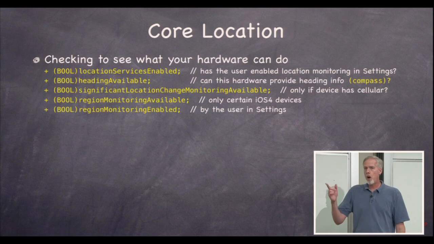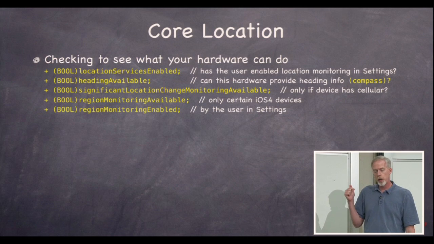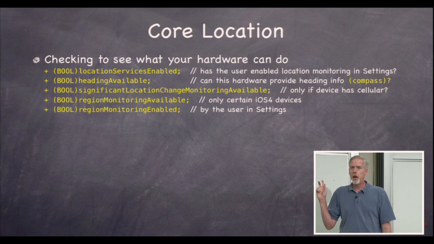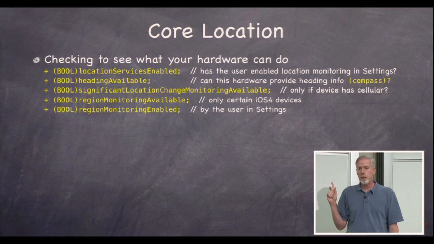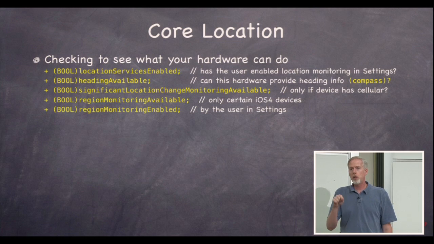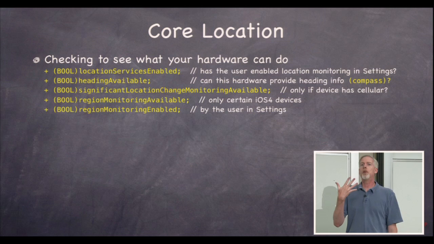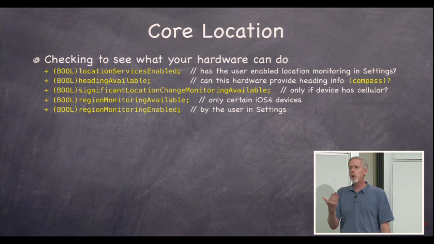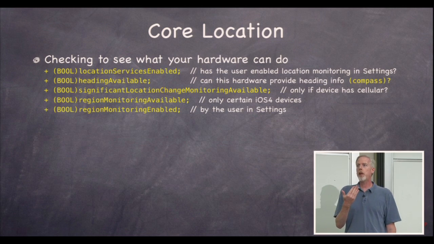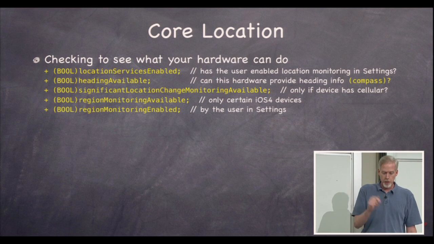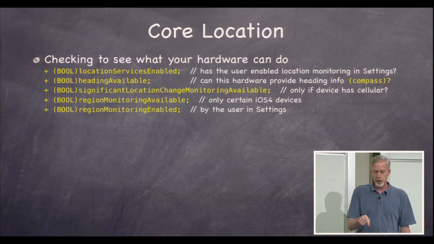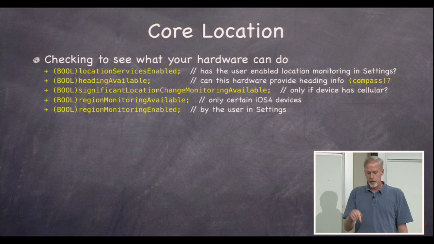All right, so step 1 was to check and see what your hardware can do. These are some of the examples. You have to look through and see what they are. You have to check things like location services enabled because the end user who's running your app, when you start asking for this stuff, is going to get an alert put up by the system that says this app wants to use your location. You've seen that, right? And if they say no, then location services enabled is going to come back and say no.